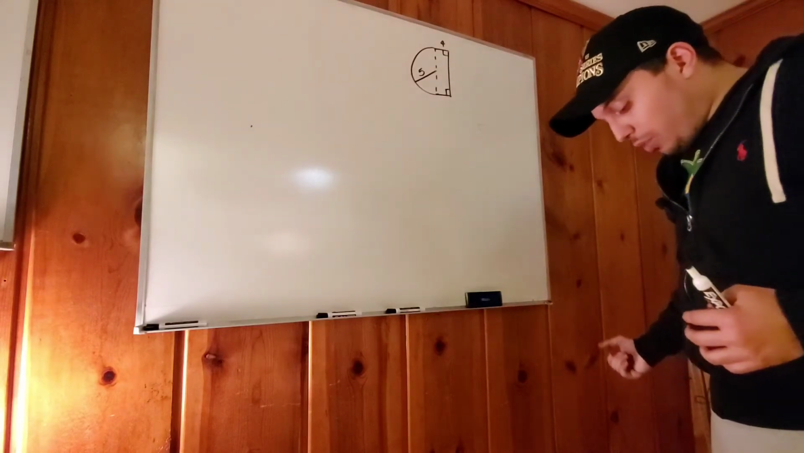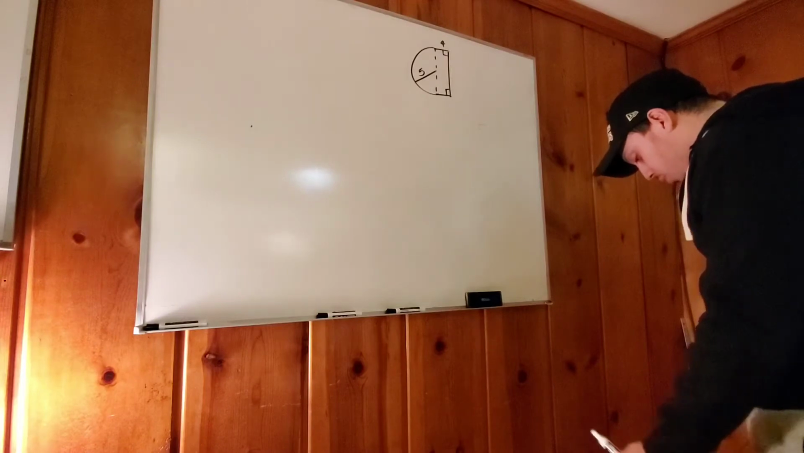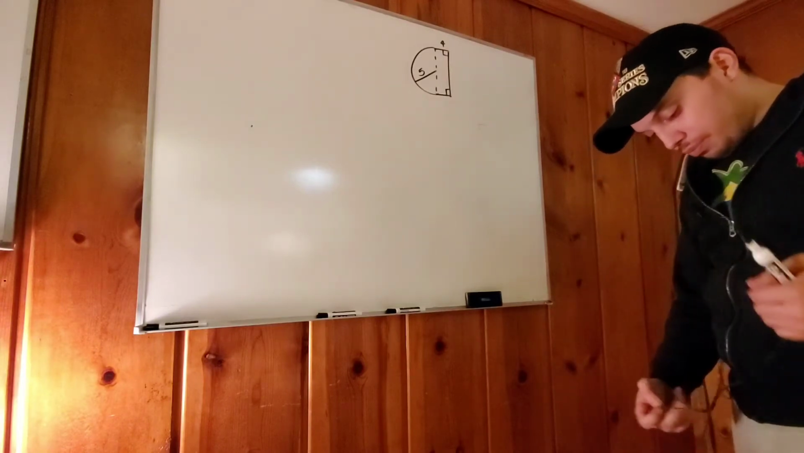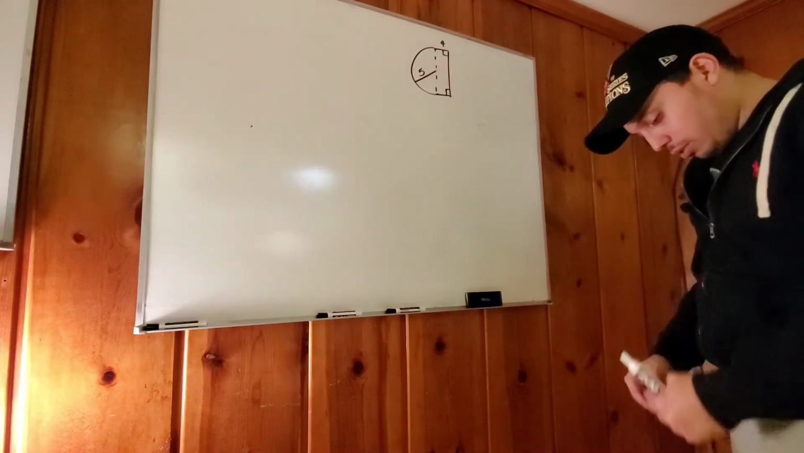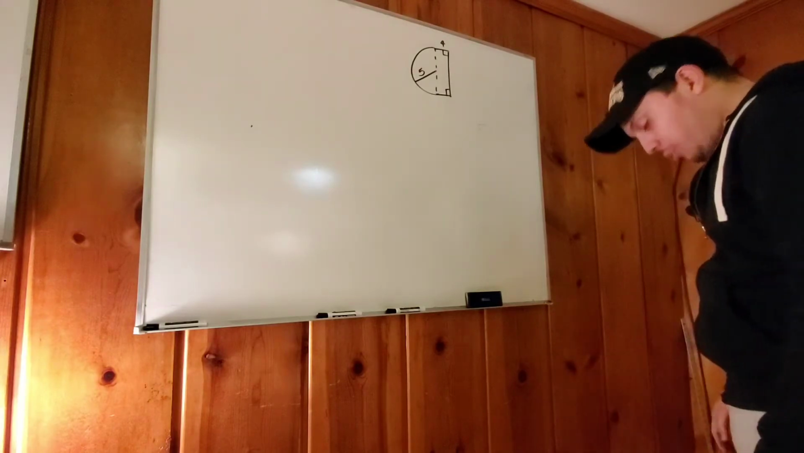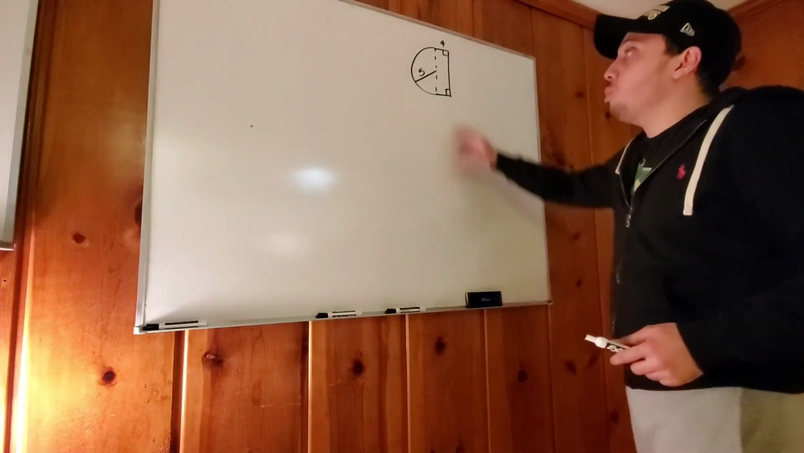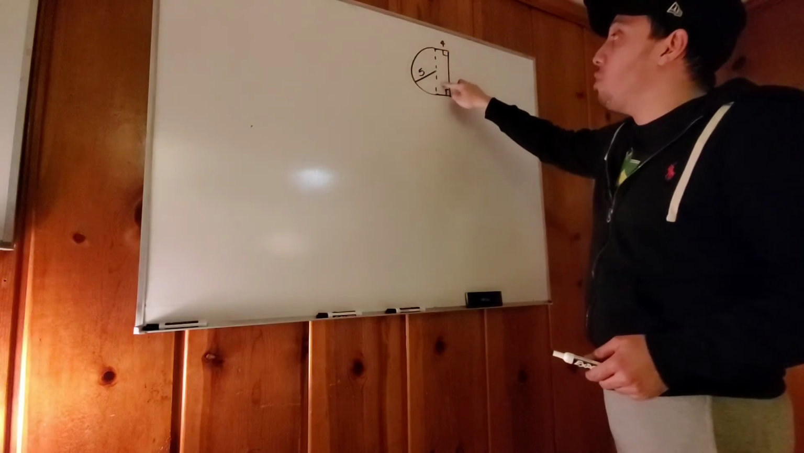But in the second part is area. So now we have to deal with area. So area of what? Of two things. We have area of the semicircle, which is half the circle, and the area of the rectangle.